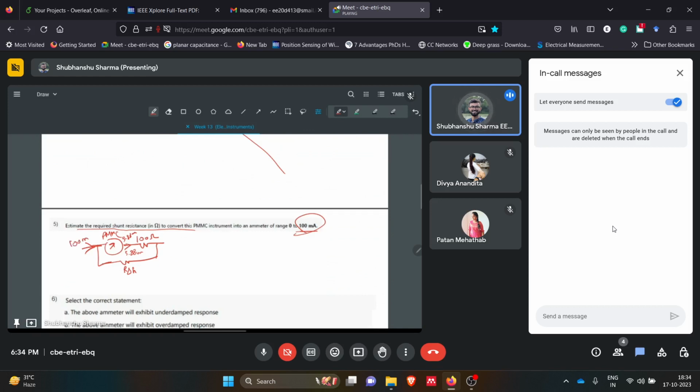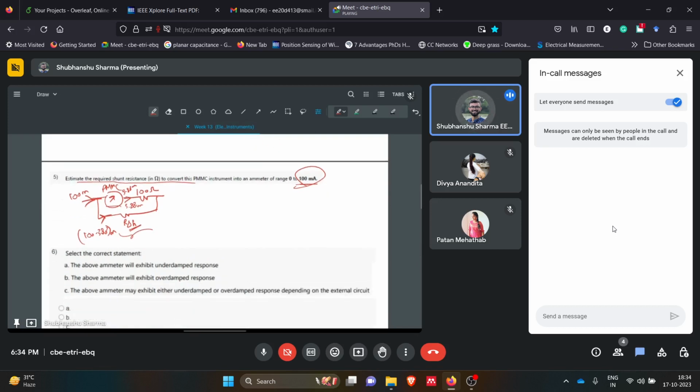So the rest of the current will be 100 minus 3.88 milliamperes through this branch. You simply have to equate the voltage of this branch and the PMMC branch, and you will get the unknown value, that is the shunt resistance. So the shunt resistance for this was around 4.03 ohms. I think that answers it, only the concepts need to be revised. So this was for this.